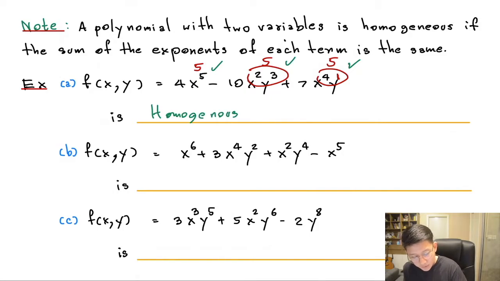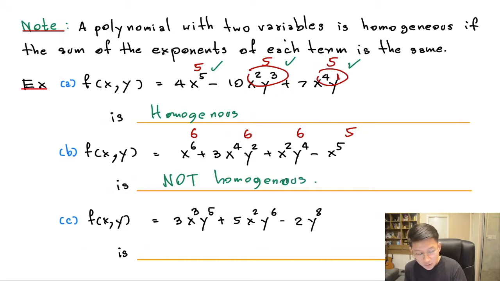Here the sum of the exponents is 6, 6, 6 and 5. This means that this function is not homogeneous. The sum of the exponents here is 8, right? 3 and 5. This is 8 as well, and this is 8, which means that this function is homogeneous.